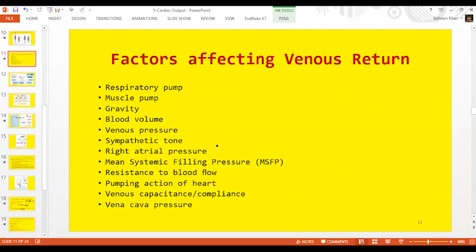For example, an inverse relationship of right atrial pressure and venous return, an inverse relationship of resistance and venous return. Similarly, an inverse relationship between gravity and venous return. Then there are factors that directly affect it, for example, blood volume, directly proportional to each other, right? So these are the factors that affect venous return as well.